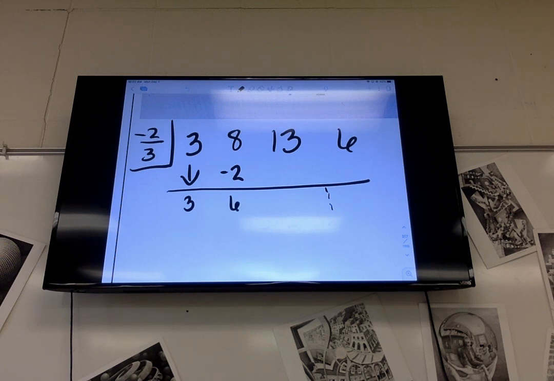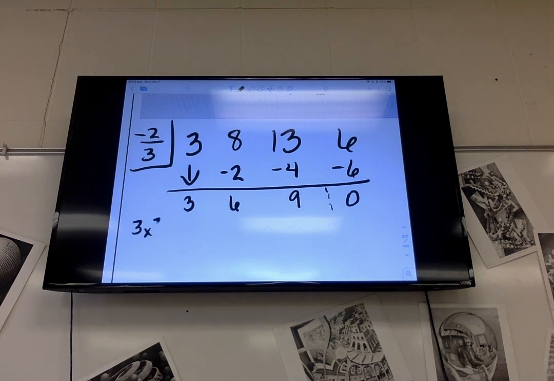3 goes into 6 twice. 2 times -2 is -4. Add that, you get 9. 3 goes into 9 3 times. 3 times -2 is -6. It worked. Now it's a quadratic because it was a cubic, and so I take 1 degree away.